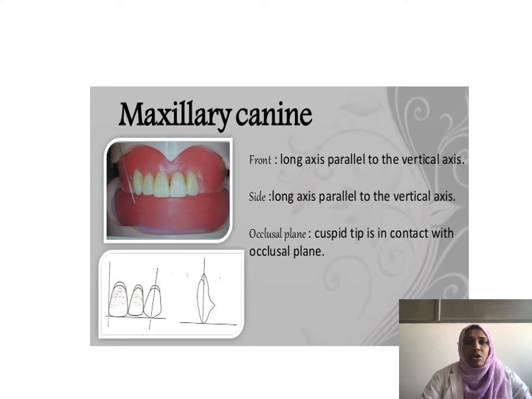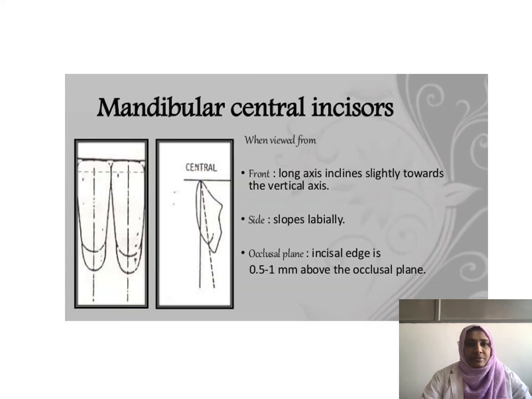Coming to the arrangement of the maxillary canine, also called the cuspid and corner tooth. From the front, the long axis should be parallel to the vertical axis, and from the side view, the long axis should also be parallel to the vertical axis. And at the occlusal plane, the maxillary canine cusp tip is in contact with the occlusal plane.